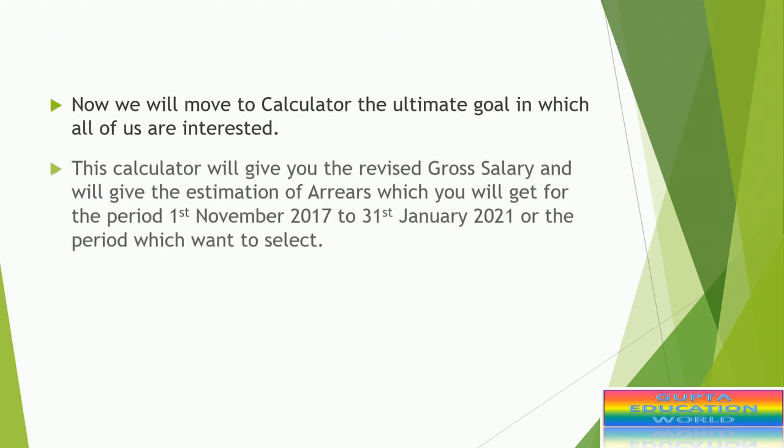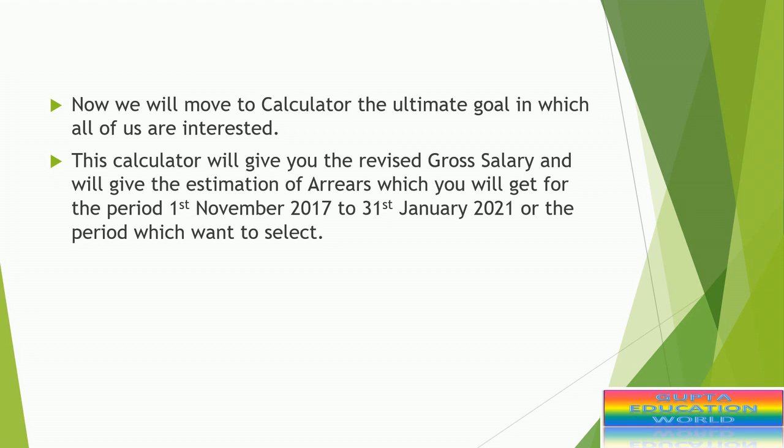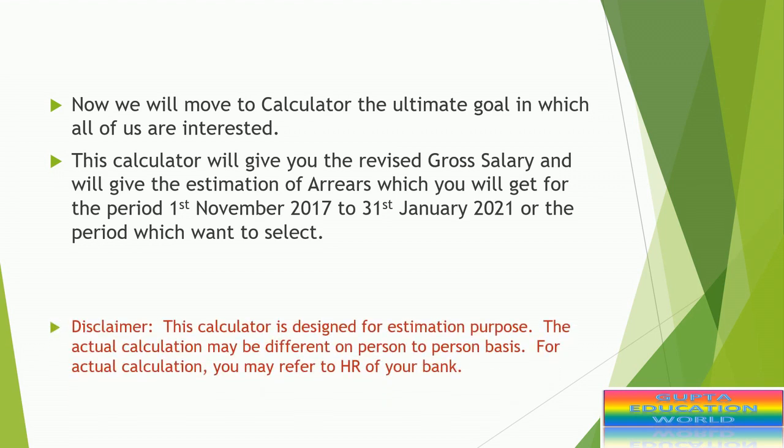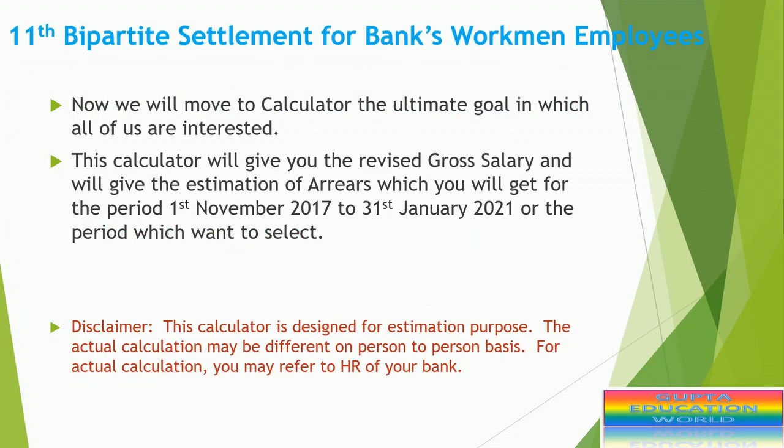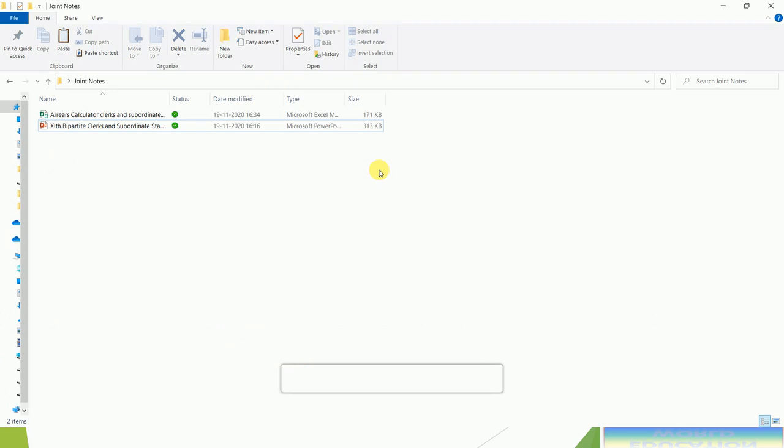Now we will move to the calculator, the ultimate goal in which all of us are interested. The calculator will give you the revised gross salary and will give the estimation of arrears which you will get for the period 1st November 2017 to 31st January 2021, for the period you want to select. Now I will show you opening the calculator.